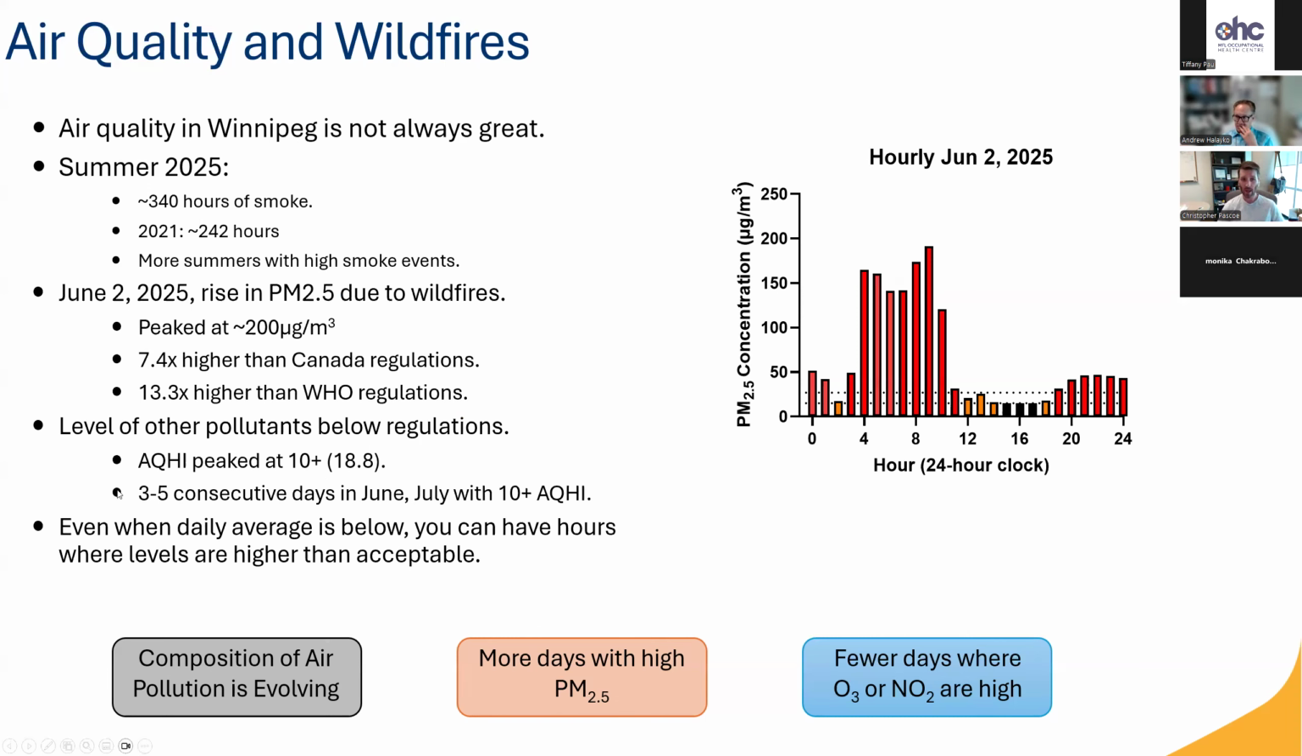And we had multiple instances throughout June and July where we had 3 to 5 days consecutively where AQHI was 10 plus. And so the note here is that even in wildfire smoke instances or even with general air quality, if you look back retrospectively, although the average for that day may be acceptable, you can have hours of time throughout the day where particulate matter or other pollutants are unacceptably high.